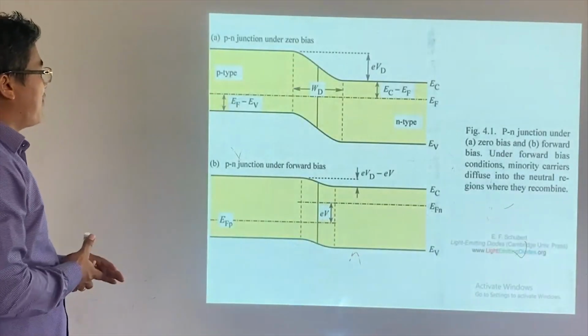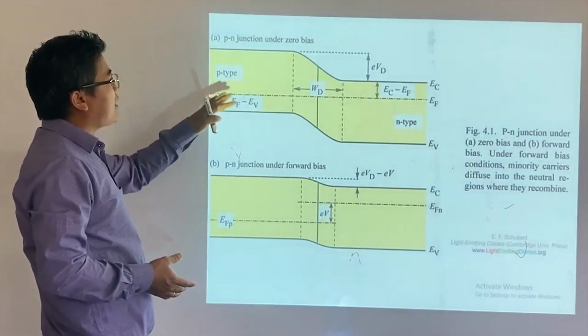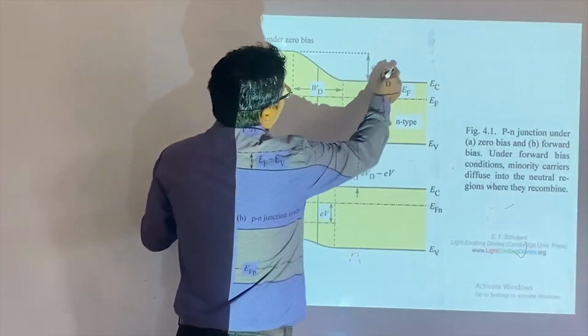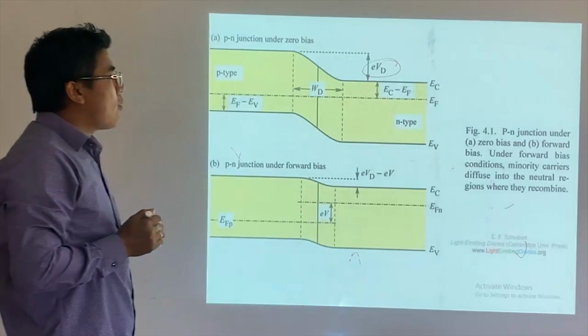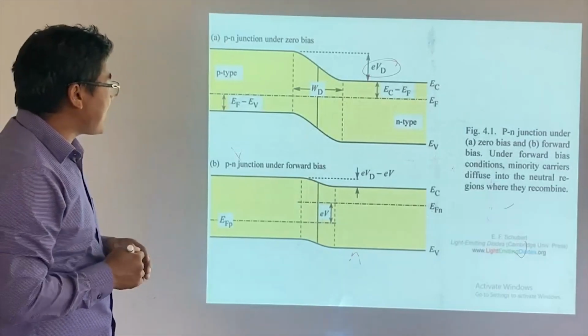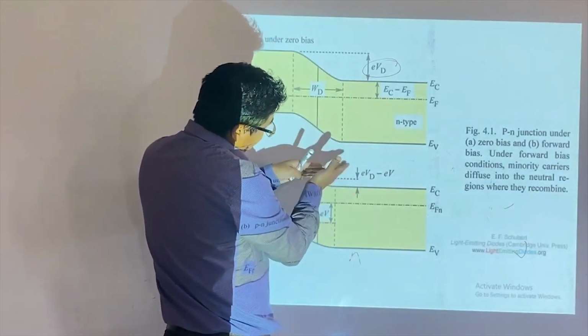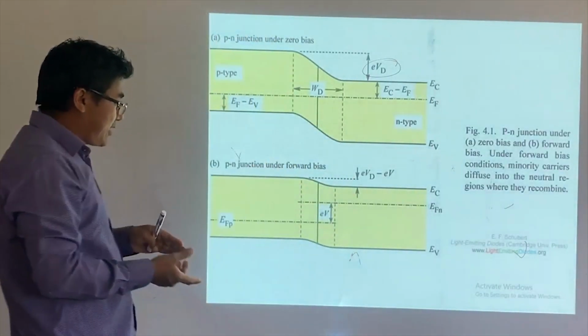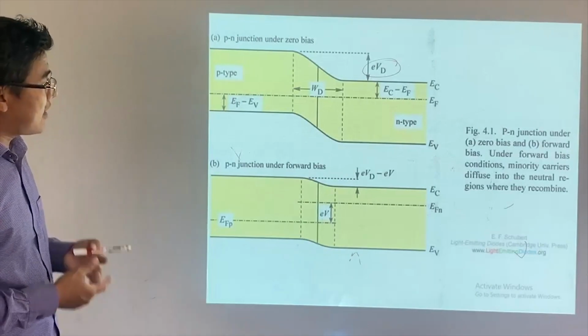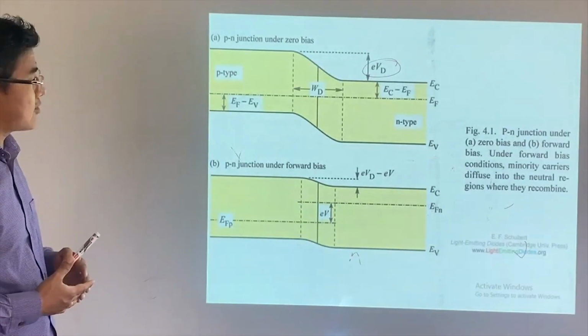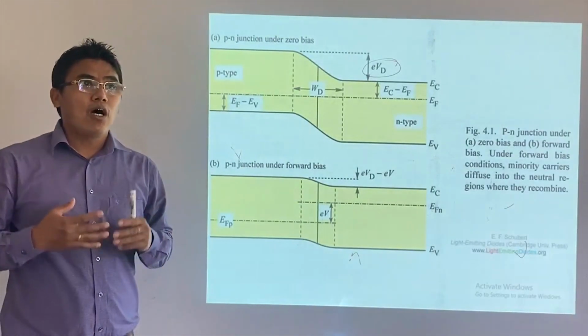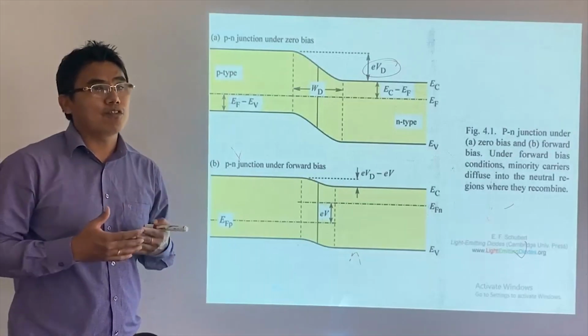Again, this is what I have, right? So this is without applying. This is the potential height without applying potentials, right? So once I apply a potential, the potential barrier is reduced, right? Due to which there will be a diffusion current. So whenever we talk about forward bias, it's all because of diffusion, right?